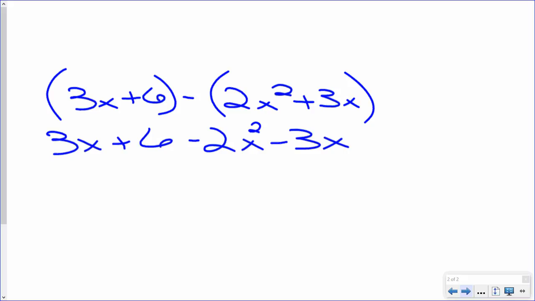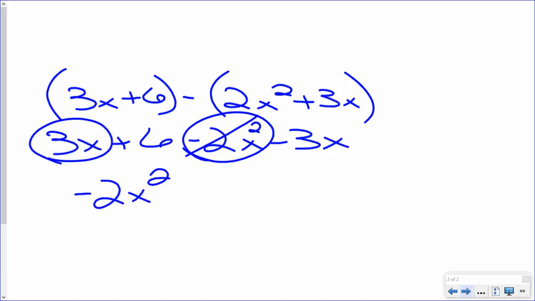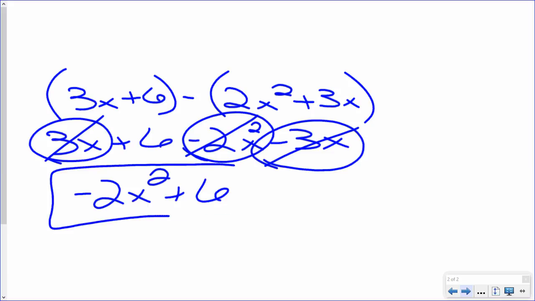Okay, so now I look for the highest degree. The highest degree on the board is negative 2x to the second power. There's no other like term with it. That one is complete. The next one is a positive 3x and a minus 3x. They're going to equal 0x. You don't have to put it. That's just out. Okay, and the last thing is a plus 6. This would be your final answer when it comes to this type of problem. Again, the directions would be add or subtract.